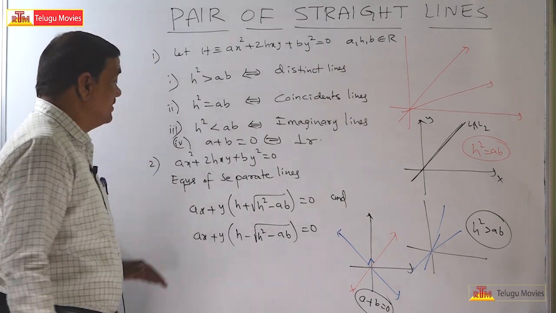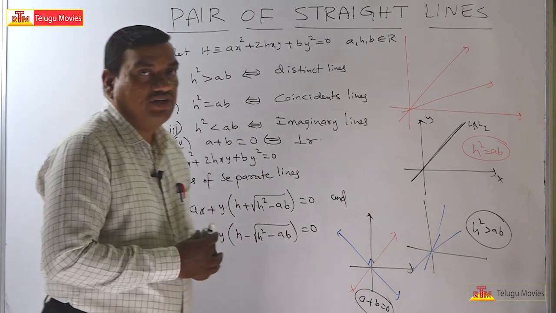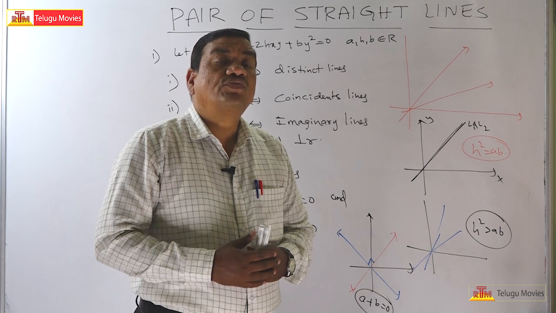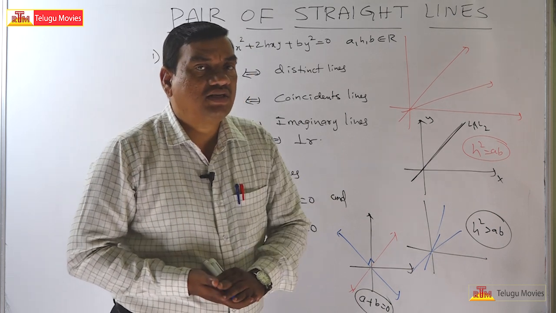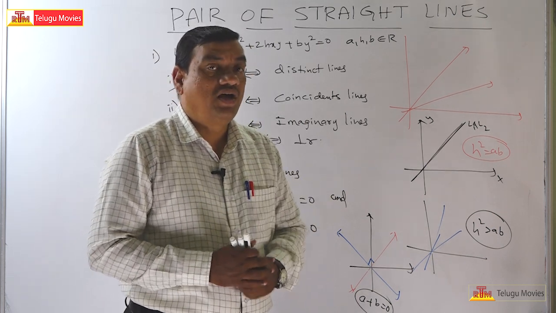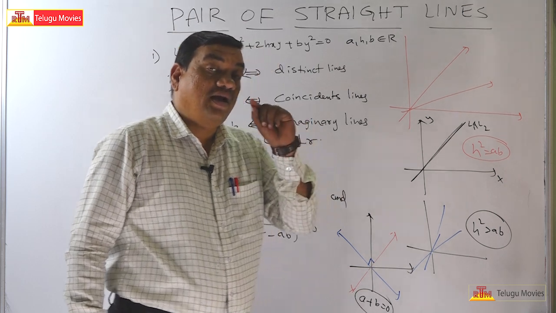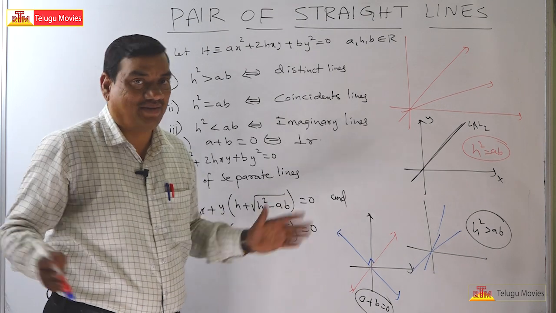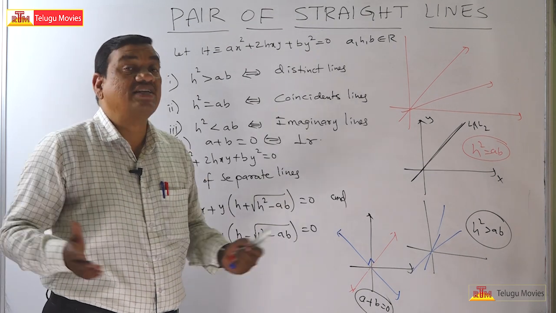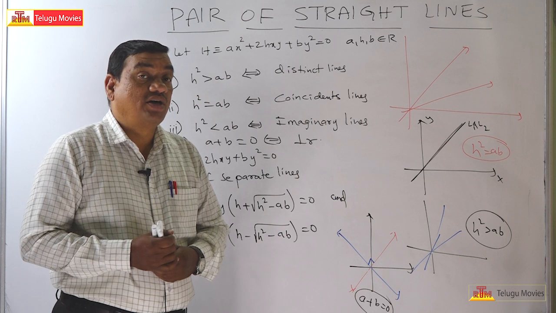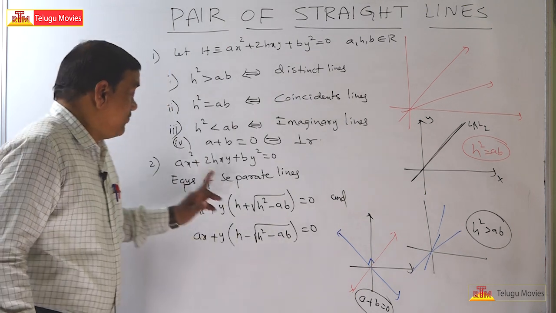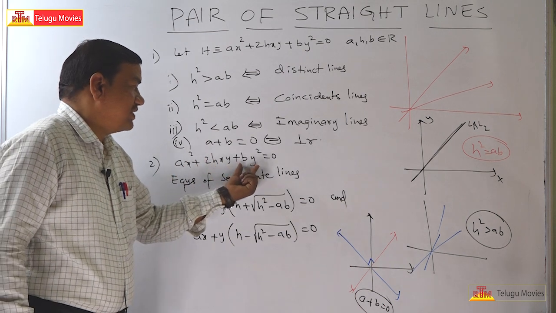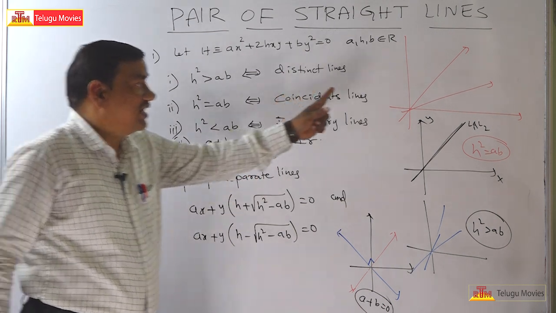Now let us see that given two line equations, we know how to find their combined equation. How to find it? Just multiply those two equations. Now if a combined equation of a pair of lines is given, how to separate them? How to factorize them? That is the main important concept. So if the equation ax square plus 2hxy plus by square is equal to 0, it contains two lines.